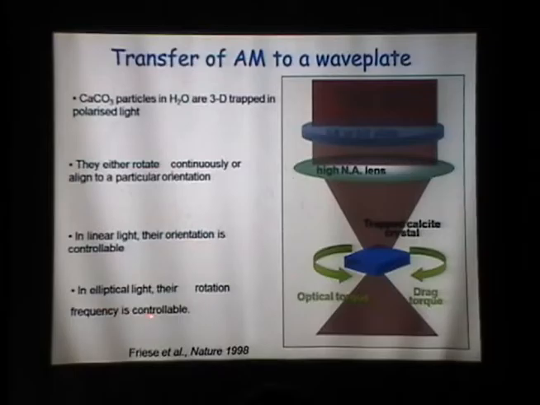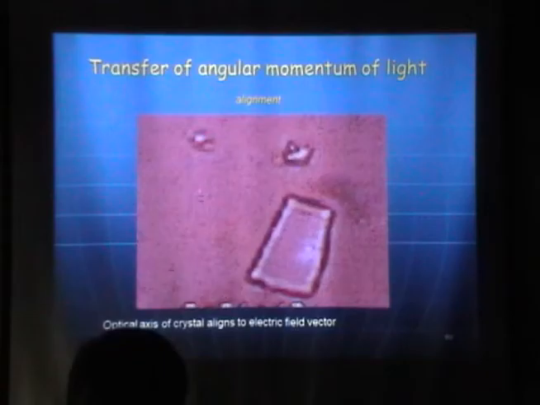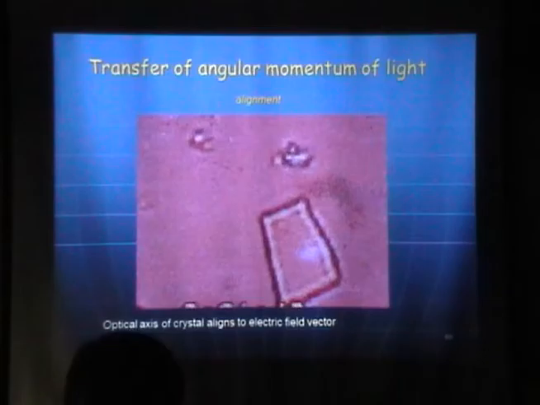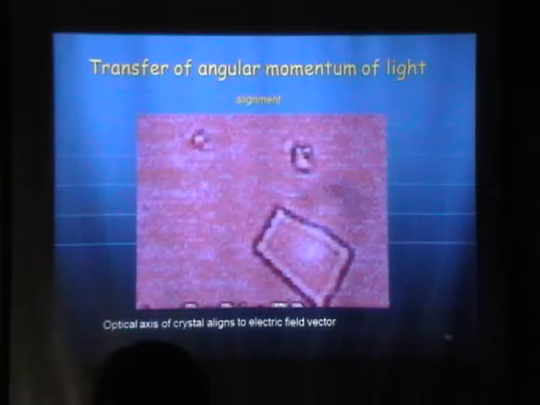Okay, so let us see what we can do. This is a shard of calcium carbonate, a very large particle and very flat. What we are doing here is rotating the lambda over 2 plate, and the particle is following that rotation. That means that if I wanted continuous rotation, I would put my lambda over 2 plate on a motor and rotate it that way. But what's interesting here is that I can rotate it to my liking, and it will follow the direction of the lambda over 2 plate.